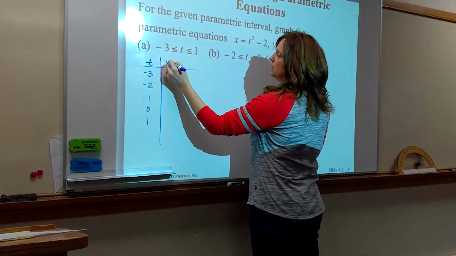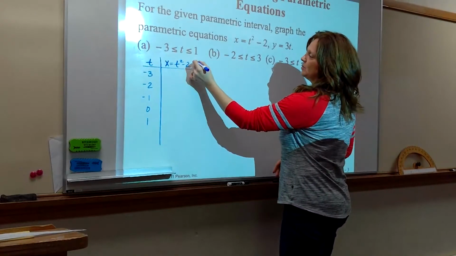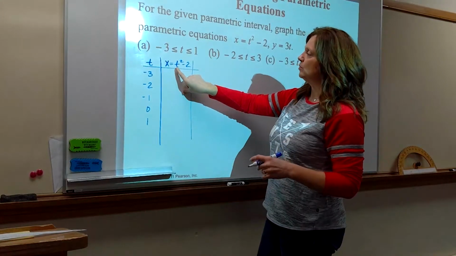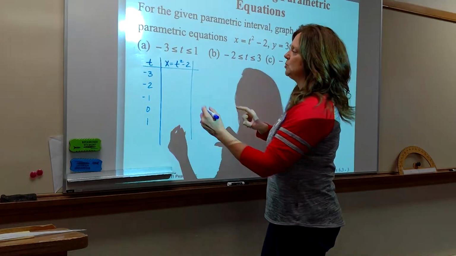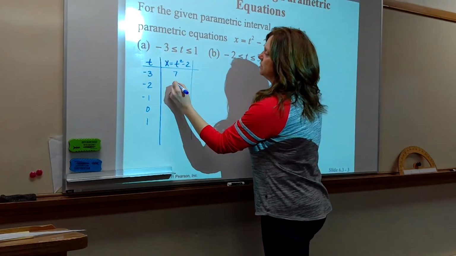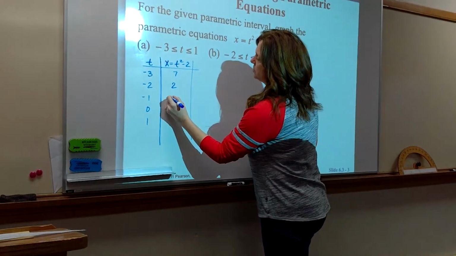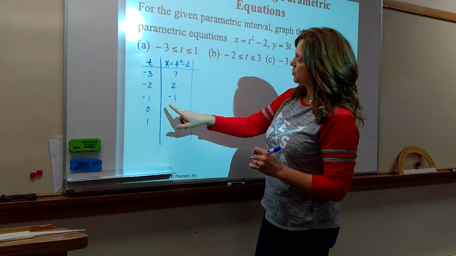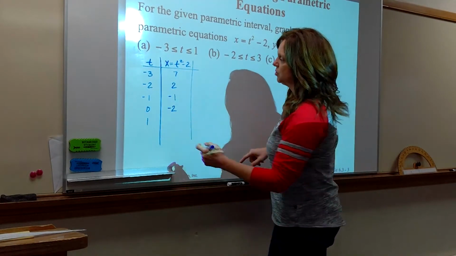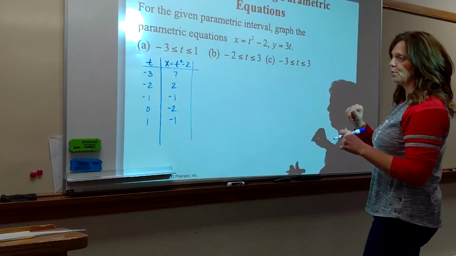x is t squared minus 2. So we can figure out all the x's with these different values of time. -3 squared would be 9 minus 2, which is 7. -2 squared is 4 minus 2. -1 squared is 1 minus 2. 0 squared minus 2 is -2. And then 1 squared is 1 minus 2 is -1. So these are my different x values in the 5 different points that I'm going to graph.